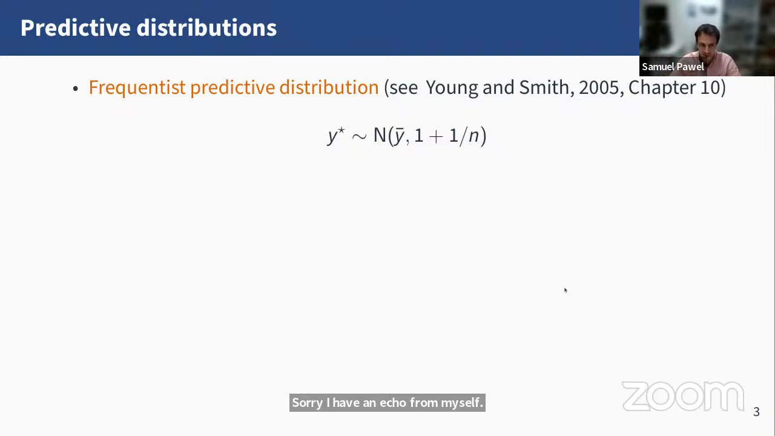So we were interested in the predictive distributions of the spike and slab prior and also of the mixture of normal prior. And we wanted to compare them to a frequentist predictive distribution. And you can see here the usual frequentist predictive distribution for the normal mean setting discussed before. So it is also a normal distribution centered around the observed mean, and the variance is 1 over n plus 1, which is the variance of one observation.